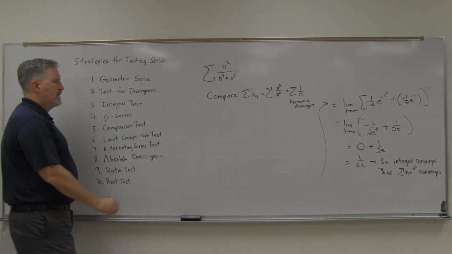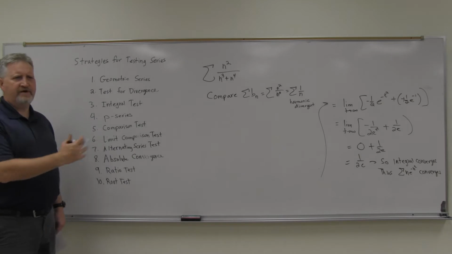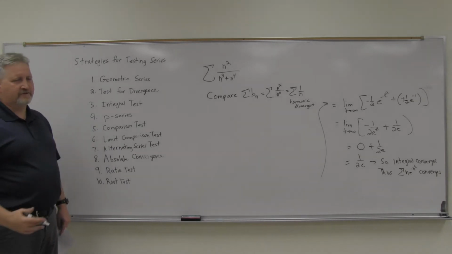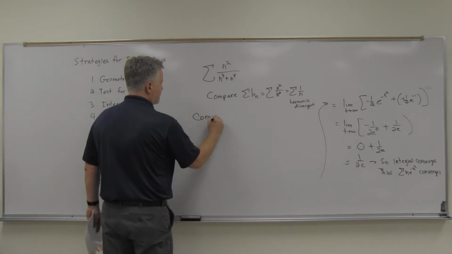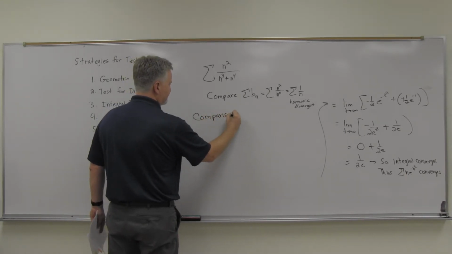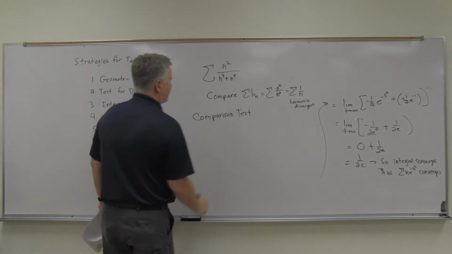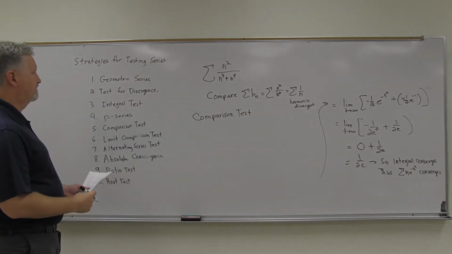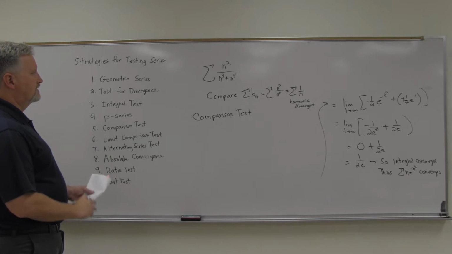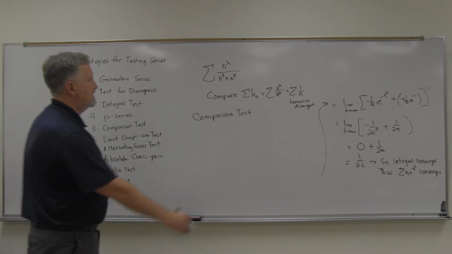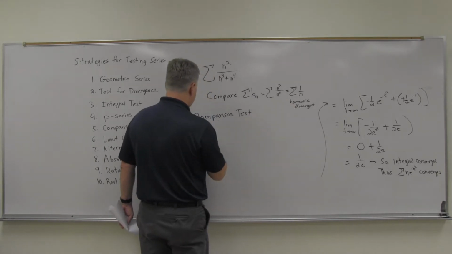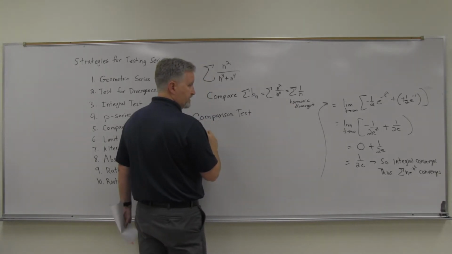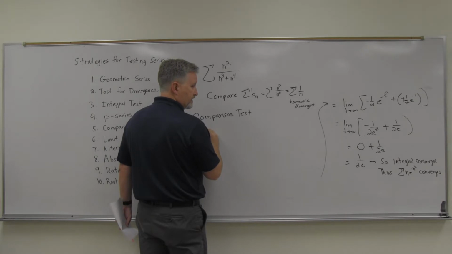We did a comparison test before. Let's do a comparison test again, because the comparison test didn't work before. I think it will work here, maybe. So what I would need is, since I've got the divergent comparison, part one of the comparison would be what? I need a sub n then greater than or equal to b sub n.